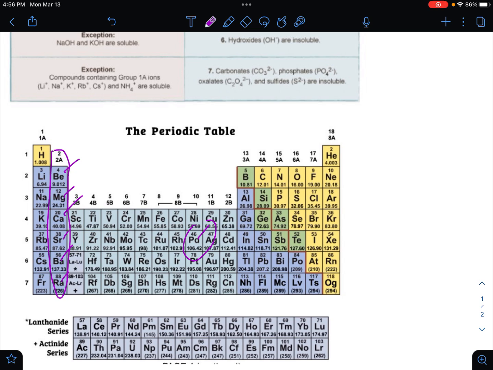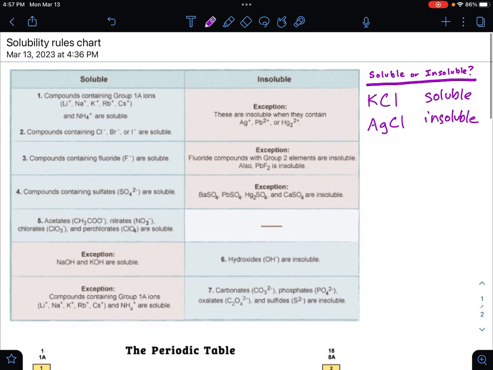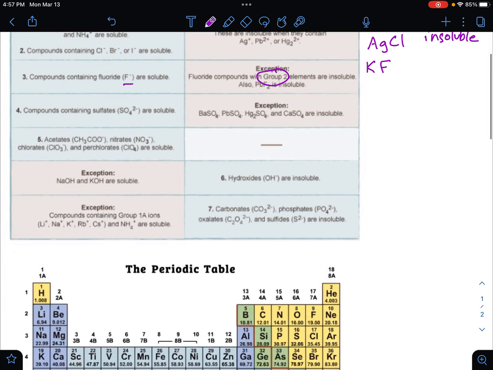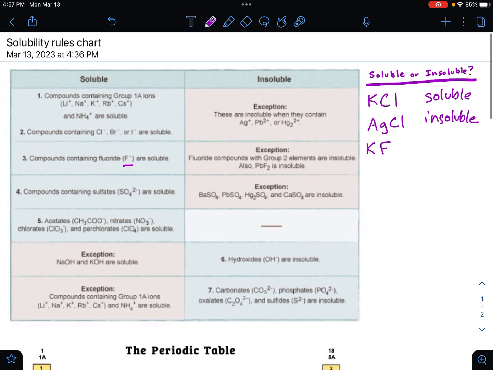Okay? So let's do some examples. Potassium fluoride. Pause it if you need to so you can do it yourself. It has fluoride, it's soluble. Is potassium in group 2? No, it's not. It's in group 1, so it is soluble. Okay, so this one is soluble. We'll do SOL.